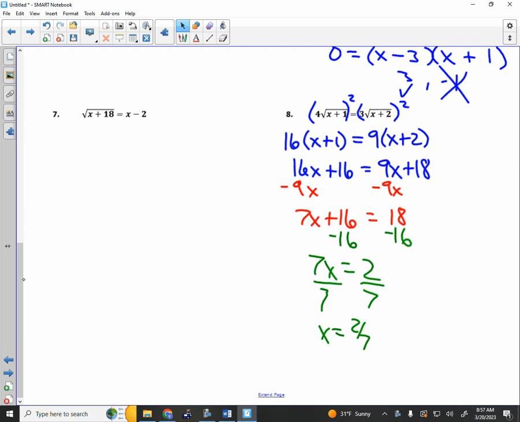And sometimes your answers are hard to check, but this is a correct answer. And if you were to plug it in, the square root of that would end up being equal to the square root of that times 3. So we're good to go. There you go. There's an introduction into solving your radicals.